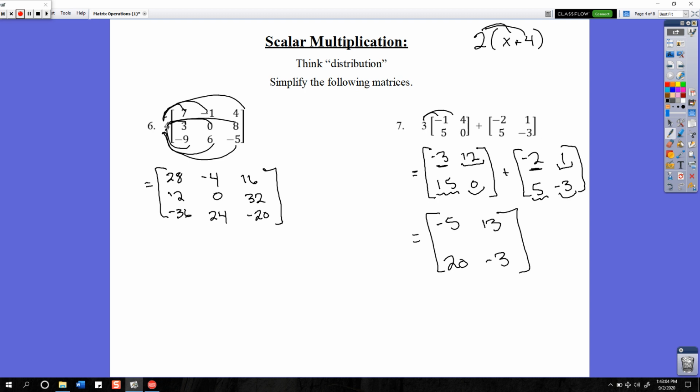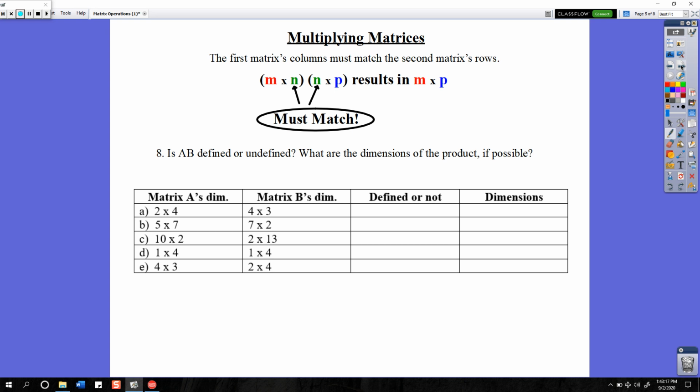Alright, the last thing we're going to talk about today, and it is the most complicated part of matrix operations, is multiplication. Now, when I'm multiplying two matrices together, again, we're always going to start by finding the dimensions. If the first matrix columns match the second matrix rows, so when I put the two dimensions next to each other, if these two numbers are the same, that means that I can multiply, all right? Then, once I multiply, my answer matrix will be the two outside numbers, which gives me m by p. Okay?